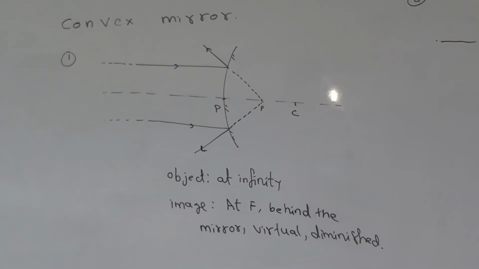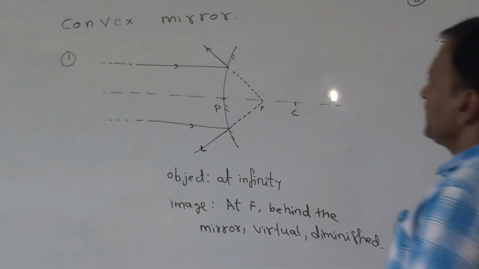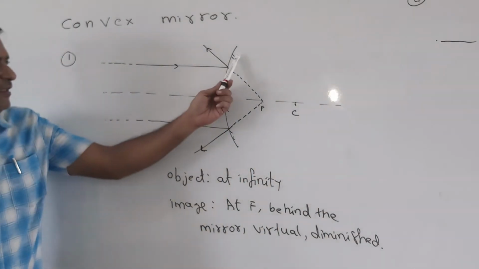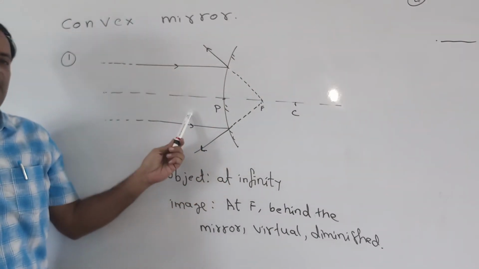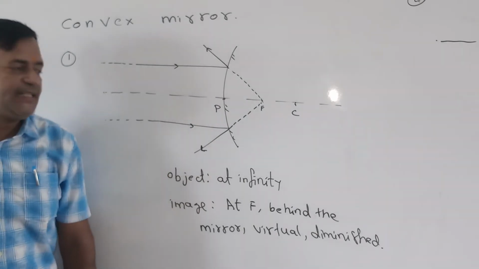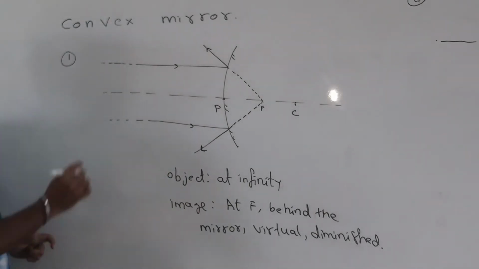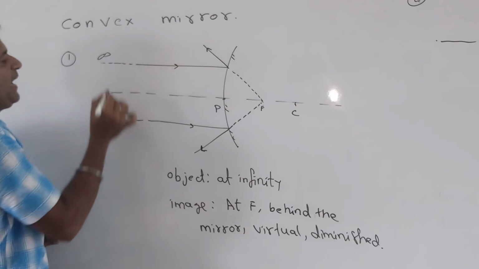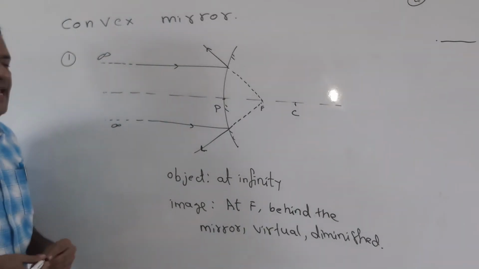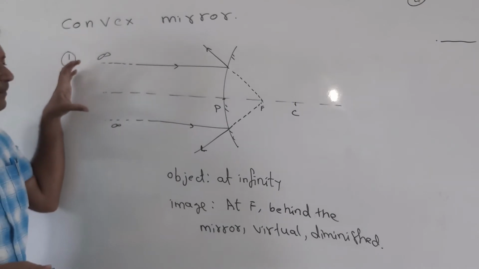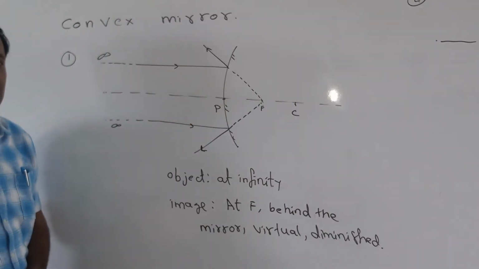Now talking about the ray diagrams of convex mirror, you can see the diagram number 1. Now instead of concave mirror, we have a convex mirror. This side, the perforated side, it indicates rough surface. This is the reflecting surface. Object is kept at infinity. So these rays of light, which are parallel to each other and also parallel to the principal axis, they are coming from infinity towards the convex mirror.